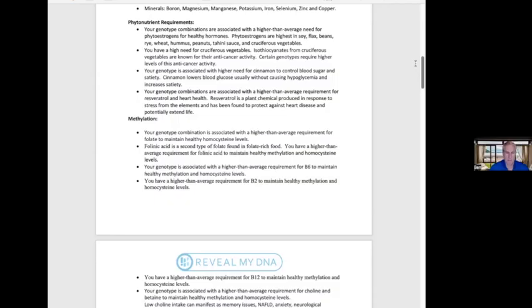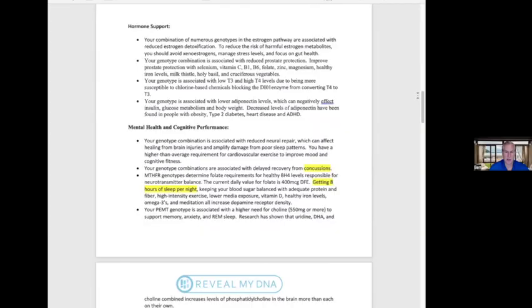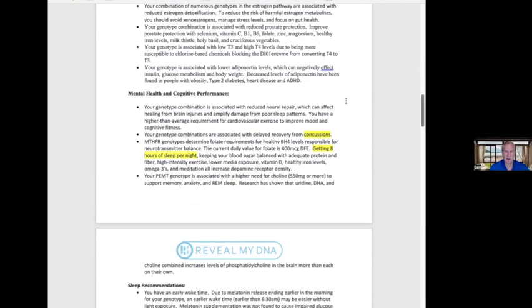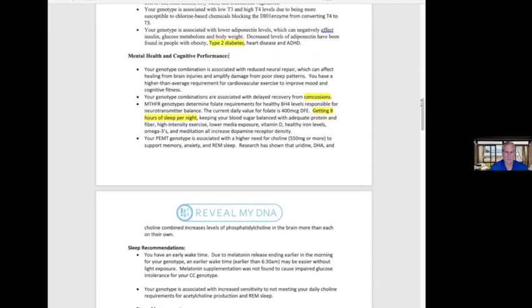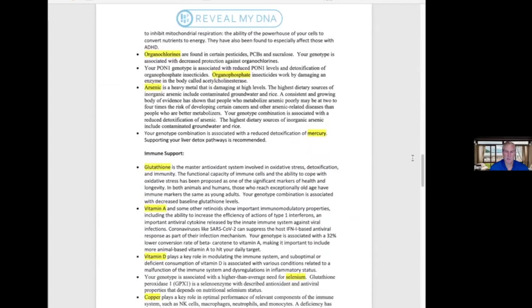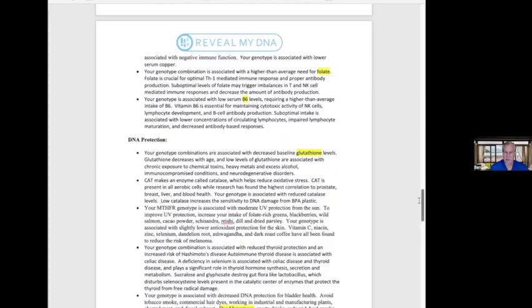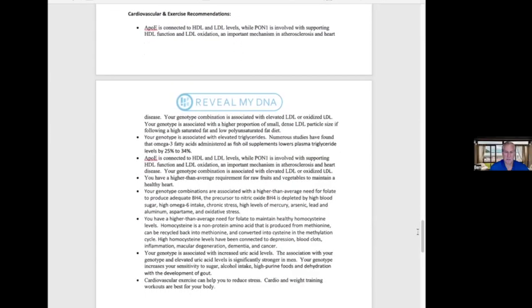We have them here: methylation, hormone support, mental health and cognitive performance. If there's anything particular you want to focus in on and make sure they remember, like avoid those concussions, getting enough sleep, you can just highlight yourself right here, using the functions of Microsoft Word. Sleep recommendations, stress management, detoxification, down to immune support, and then their DNA protection section, so on and so forth.